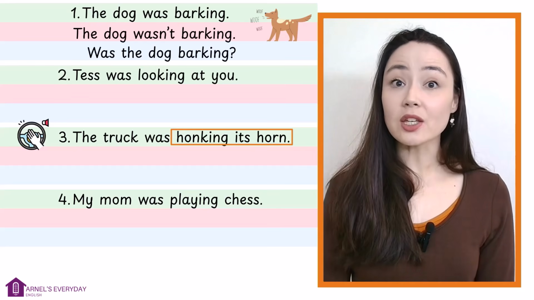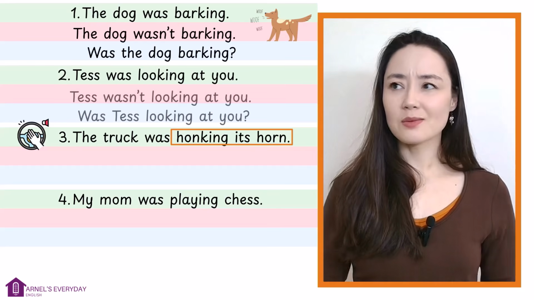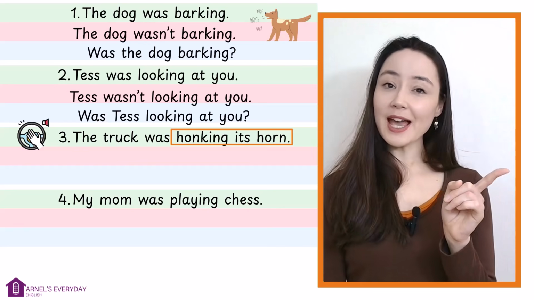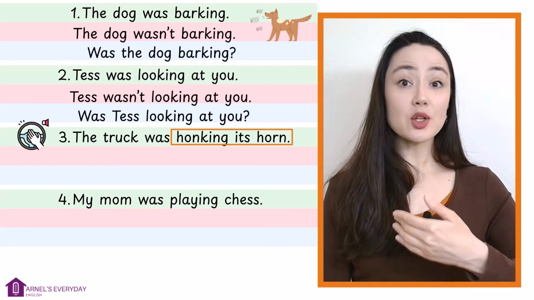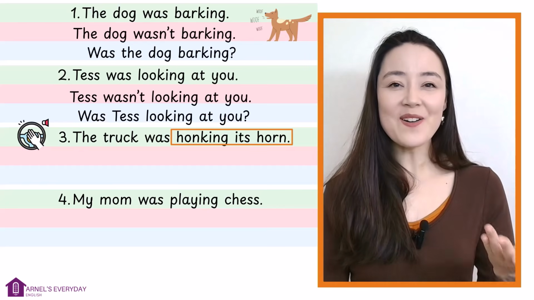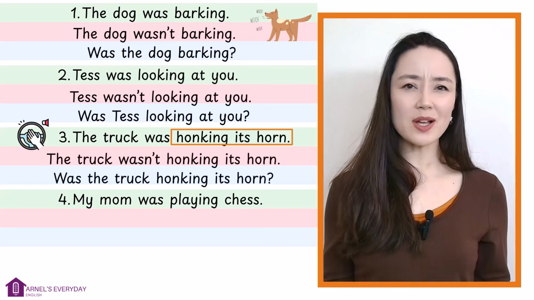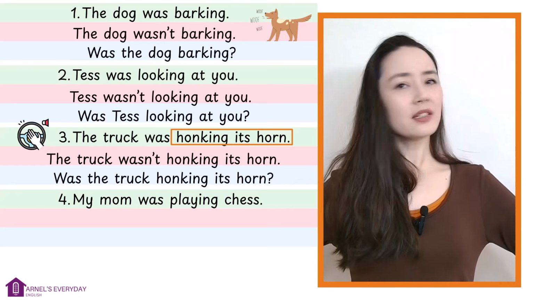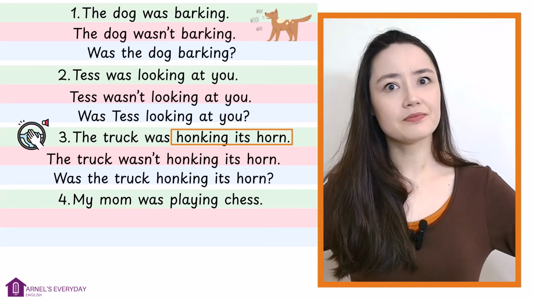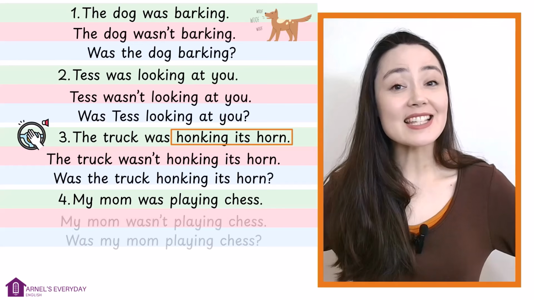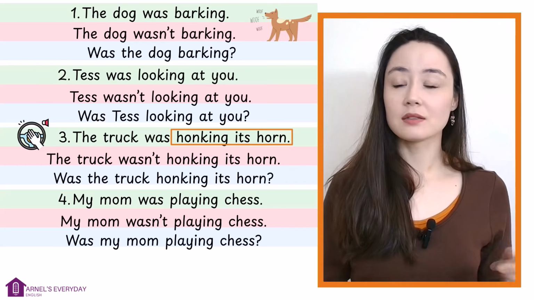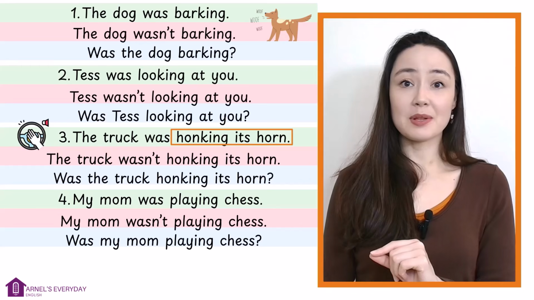Tess was looking at you. Tess wasn't looking at you. Was Tess looking at you? The truck was honking its horn. The truck wasn't honking its horn. Was the truck honking its horn? My mom was playing chess. My mom wasn't playing chess. Was my mom playing chess?